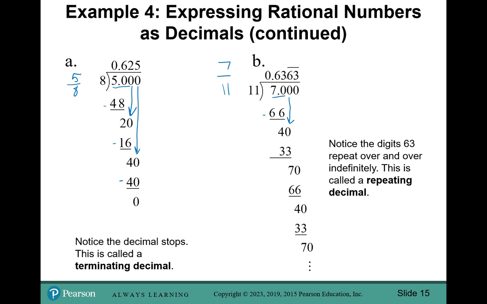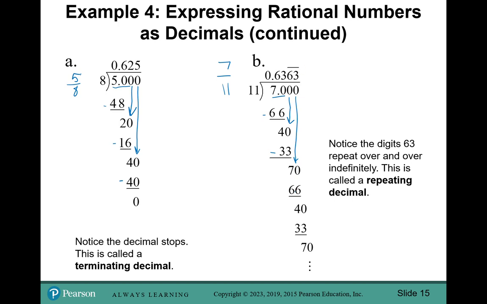11 goes into 40 3 times. I do 40 minus 33 because 11 times 3 is 33. 40 minus 33 is 7. I bring a 0 down. And what I can see is a pattern starting to emerge because I'm back at 70 now. And 11 goes into 70 6 times.